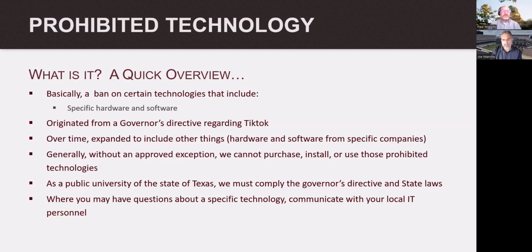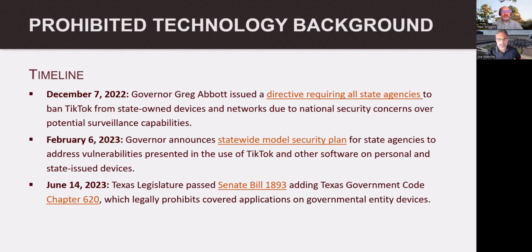And so what is a prohibited technology? Well, basically, it's a ban on specific hardware and software. It originated from a governor's directive regarding TikTok that expanded over time to include additional software and hardware from specific companies. As a public university of the state of Texas, we have to comply with the governor's directives and state laws. And generally, without an approved exception, we can't purchase, install, or use those prohibited technologies. Where you may have questions about a specific technology, you can communicate that with your local IT personnel, who may actually end up engaging Joe and I. And so first, let's start off with a timeline.